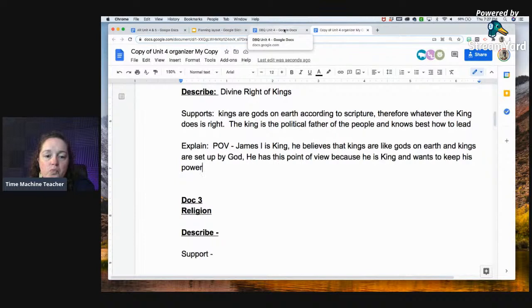And he's explaining it to the English Parliament, as though he's trying to get them to believe it too, like they're Christians too. So he wants them to support him. And remember, that was a way that they got their authority, through this divine right of kings.